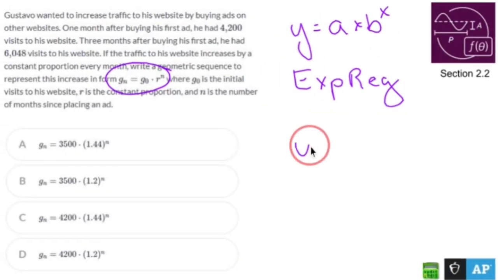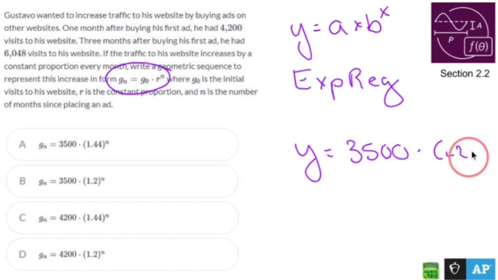All right, so the equation that we came up with is y equals 3,500 times 1.2 to the x. So all we really have to do is replace y with g of n and x with n. And we're not going to get that one, but we're actually going to get that one, which is B. I don't know why I circled the stuff in A. I just wanted to show g of n and regular n. But B is going to be our guy.